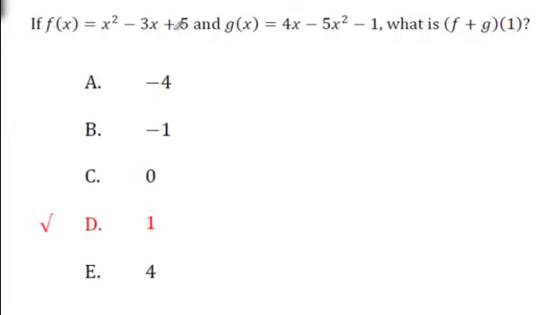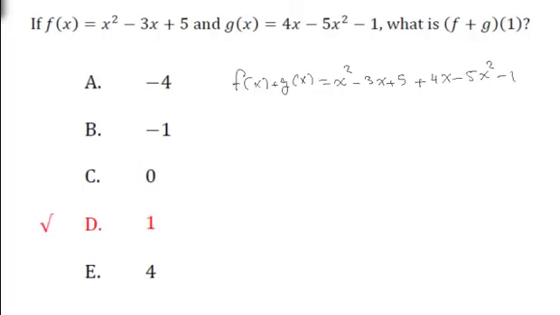So if we add f plus g first, f of x plus g of x is equal to what? Let's add the two functions. You can put them beside each other if you want, or you can start from here: x squared and x squared, x and x, constant and constant, and find the answer. Or you can put them all together, like x squared minus 3x plus 5 plus 4x minus 5x squared minus 1.